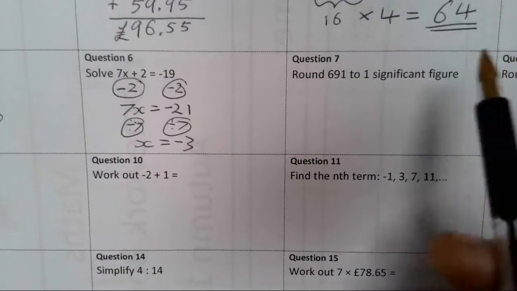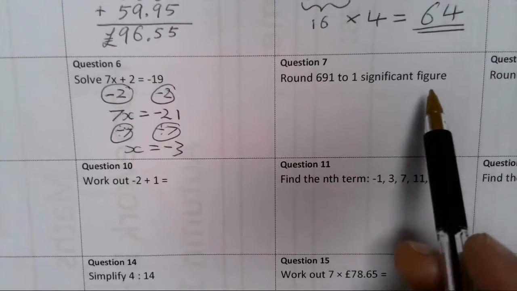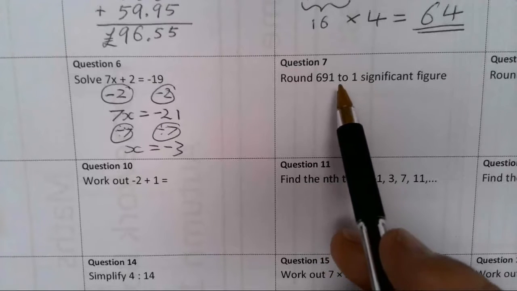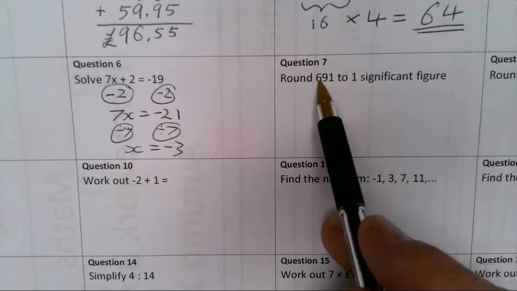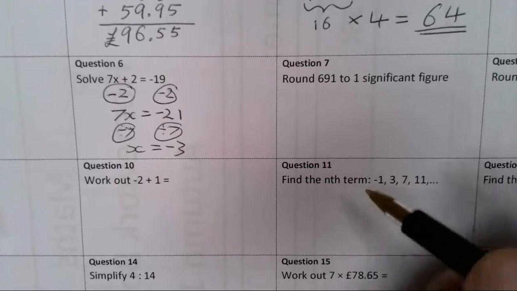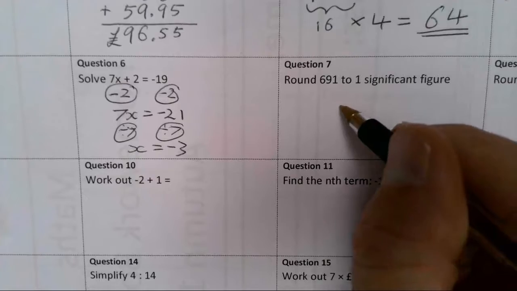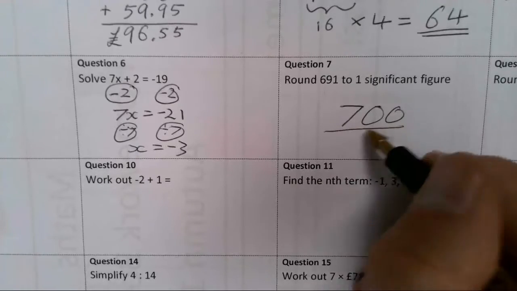Question 7. When I round to one significant figure, it's the most important digit. So the most important column here is the hundreds column. So I need to round to the nearest hundred. And so I'm thinking, is that closer to 600 or 700? It's closer to 700.